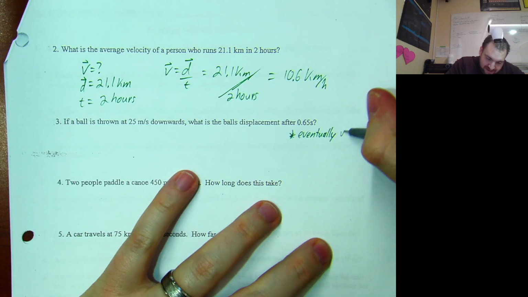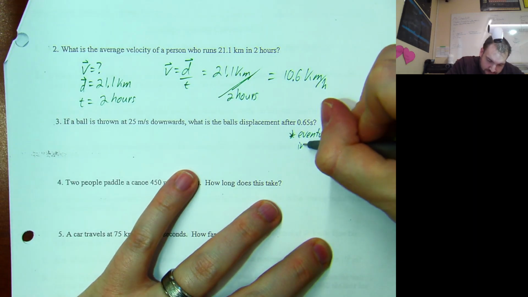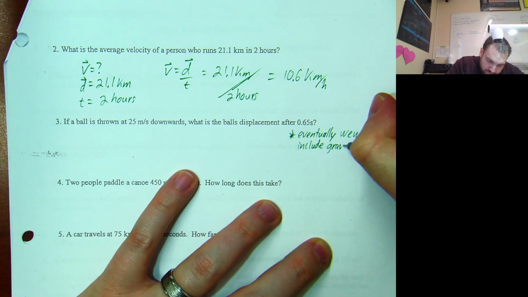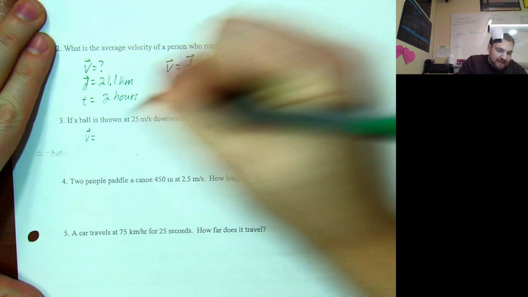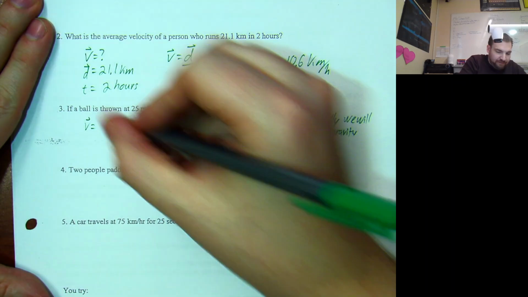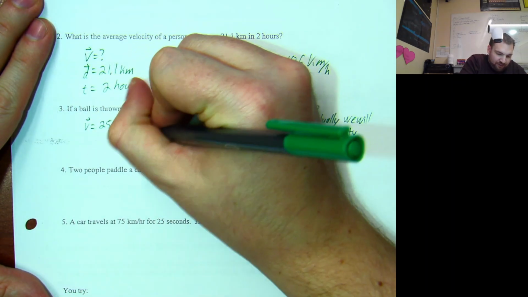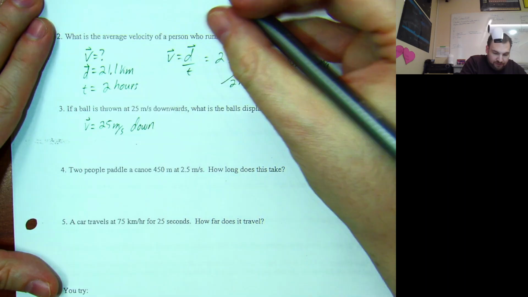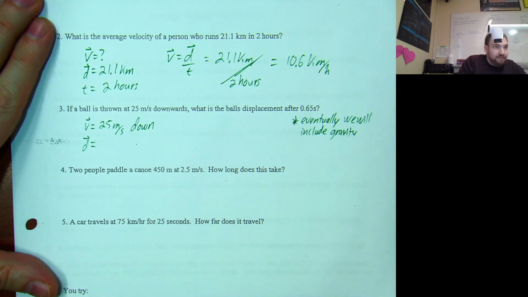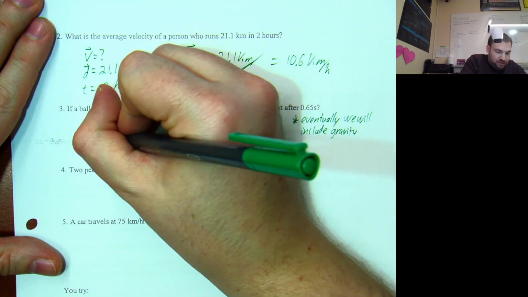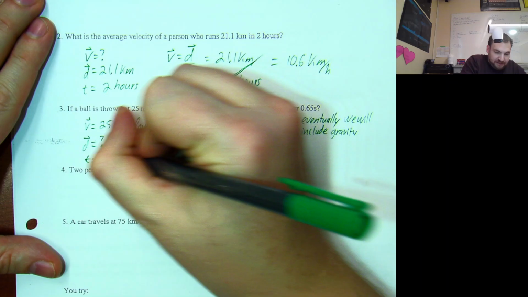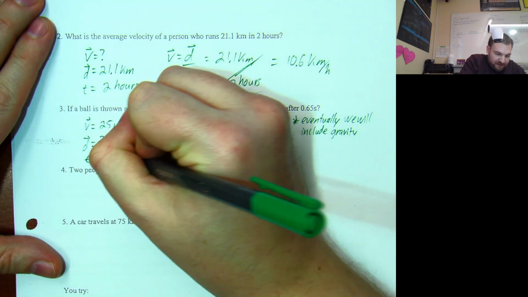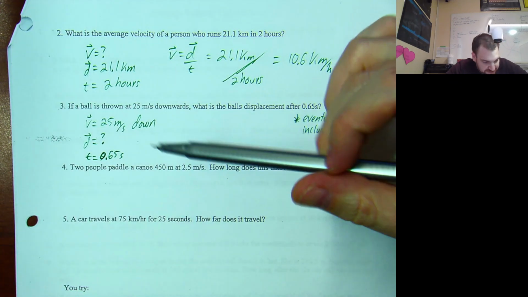Eventually, we will include gravity, but we're not there yet. This is your introduction to kinematics. So we're going to ignore gravity for the time being. Do we have a velocity? You bet. 25 meters per second down. Do I have a displacement? No. So that's what we're looking for. Am I given a time? Yes. You bet. Time is 0.65 seconds. So are our units consistent?